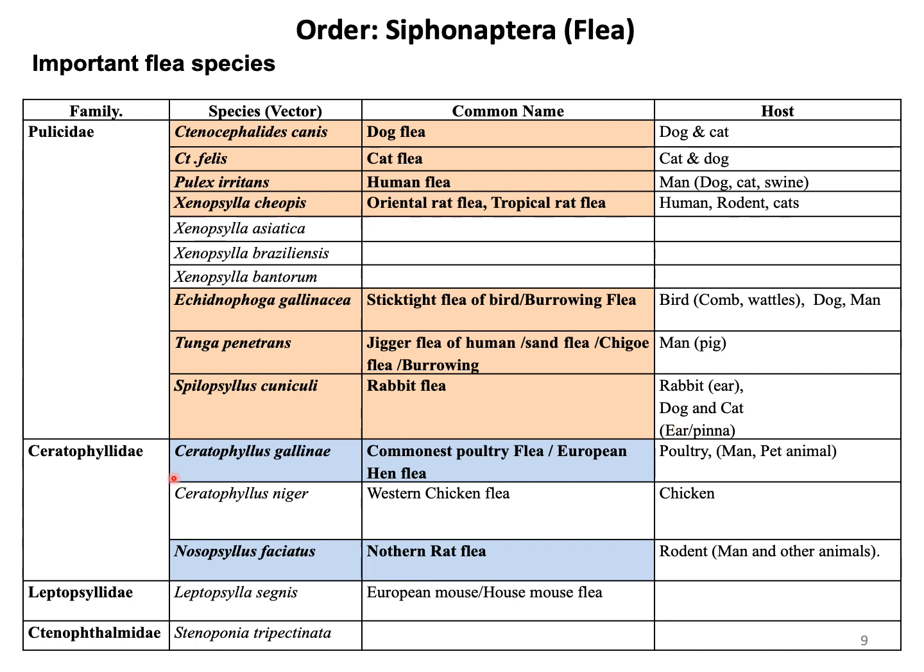And under the Ceratophyllidae family, there are a few important species. The first one is Ceratophyllus gallinae. This is one of the commonest poultry fleas. It infests poultry and different other animals, including man. And Nosopsyllus fasciatus is known as the northern rat flea. This infests rodents, man, and different other animals.